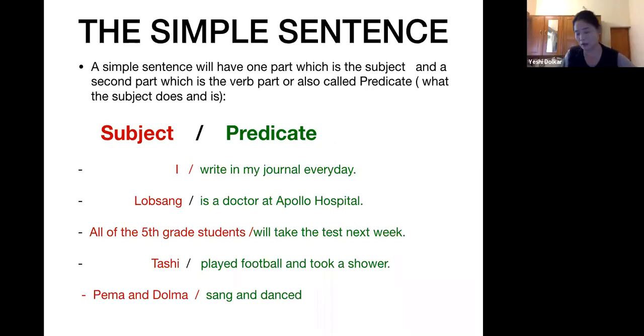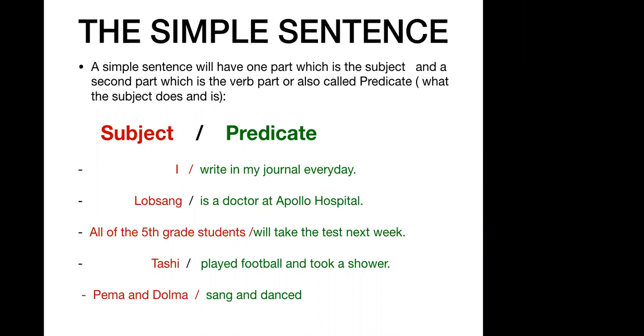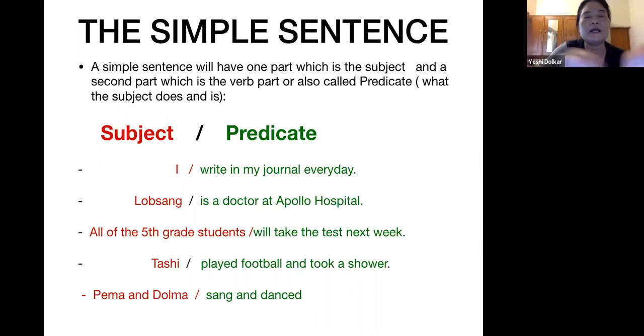Okay. Now we start with a simple sentence. Let's see how we know whether a sentence is simple or not. A simple sentence has one part. When you divide a sentence, you will see that in a simple sentence, you can clearly divide it into two parts. One part is the subject part, and the other part is called the predicate part.